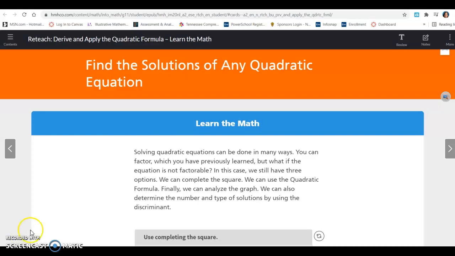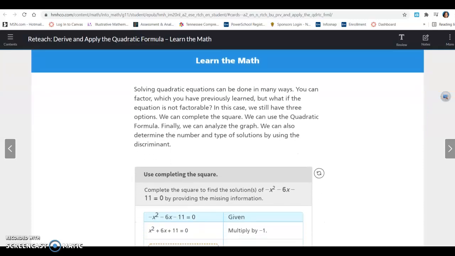Hey guys, so today we're looking at lesson 2.3, find the solutions of any quadratic equation. As you know, if you were in Math 2, we've already worked with quadratic equations. So hopefully this section is a review for some of you. Alright, so find the solution of any quadratic equation.